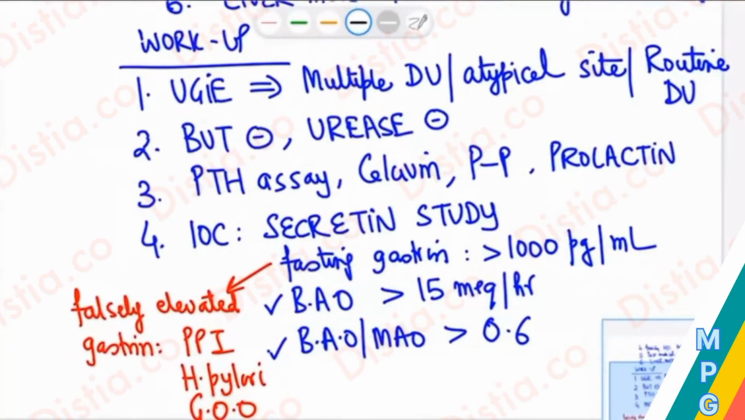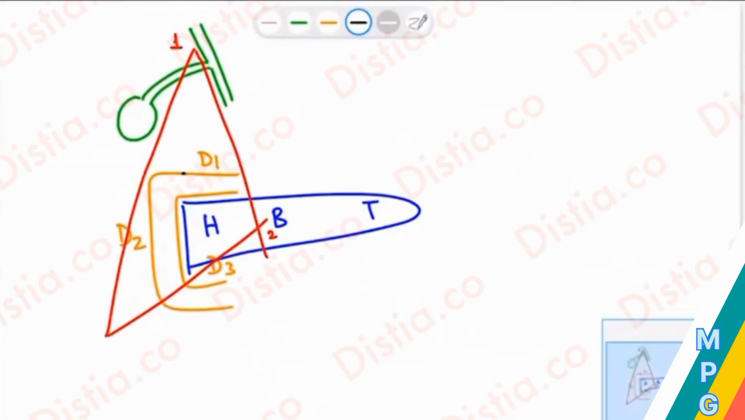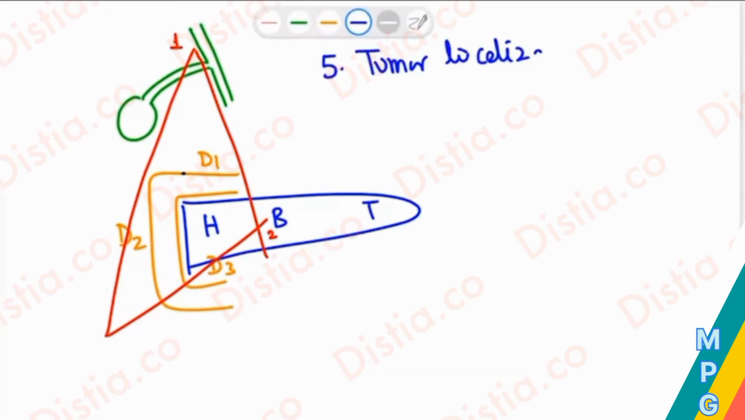Therefore, if the question specifically says, what is the IOC for this condition? Yes, it is a secretin study. But if he specifies in the exam what is the best way for tumor localization, your answer would be endoscopic ultrasound. Why will you not answer a CT scan? Why will you not answer an MRI? Because the tumor at the moment is very small.